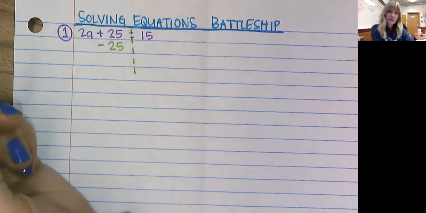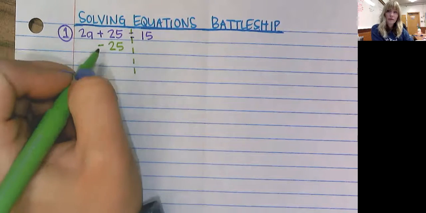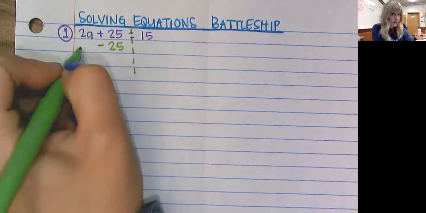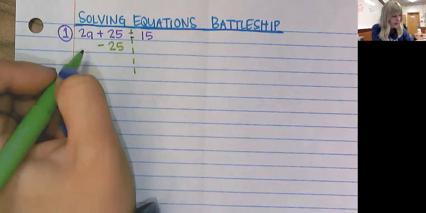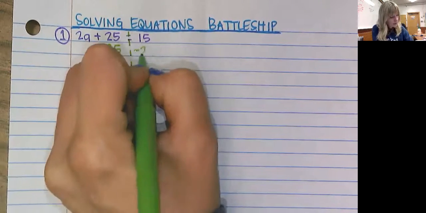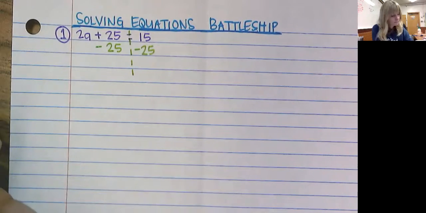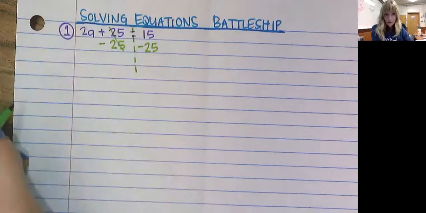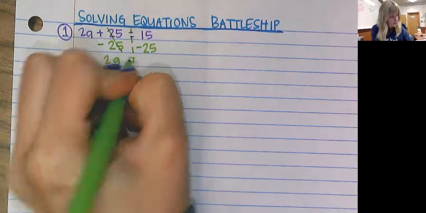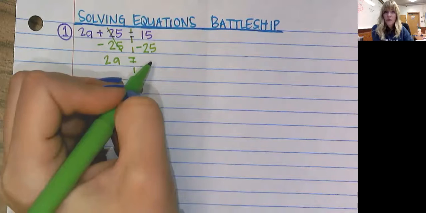You want to turn something to 0 first? So look at the side with the variable and decide, what does it make sense to turn to 0? It doesn't make sense to turn the 2 to 0 because it's stuck to the variable. It makes sense to turn the 25 to a 0. Whatever I do to the left side, I also need to do to the right side. That turns to 0, which is exactly what I wanted. Now I have 2a equals, watch your signs here.